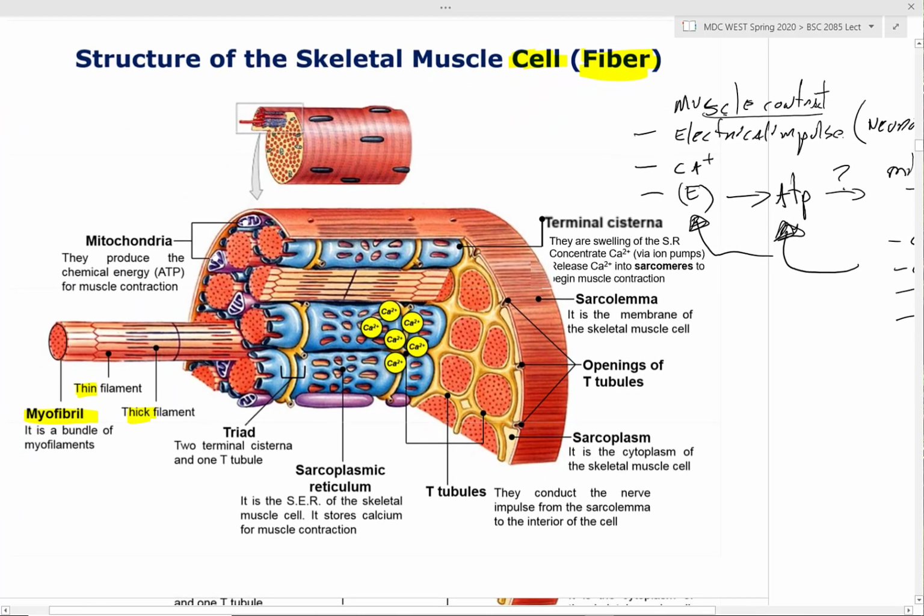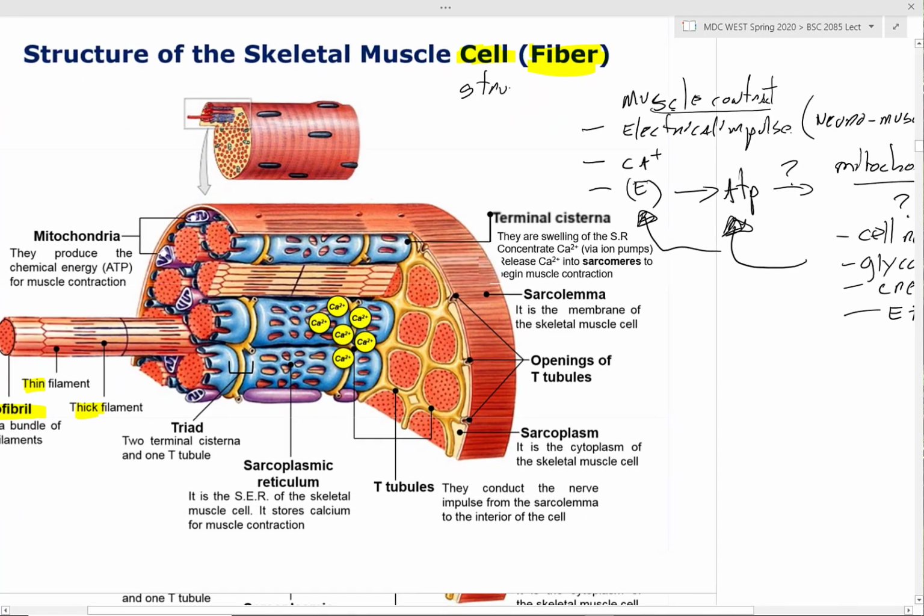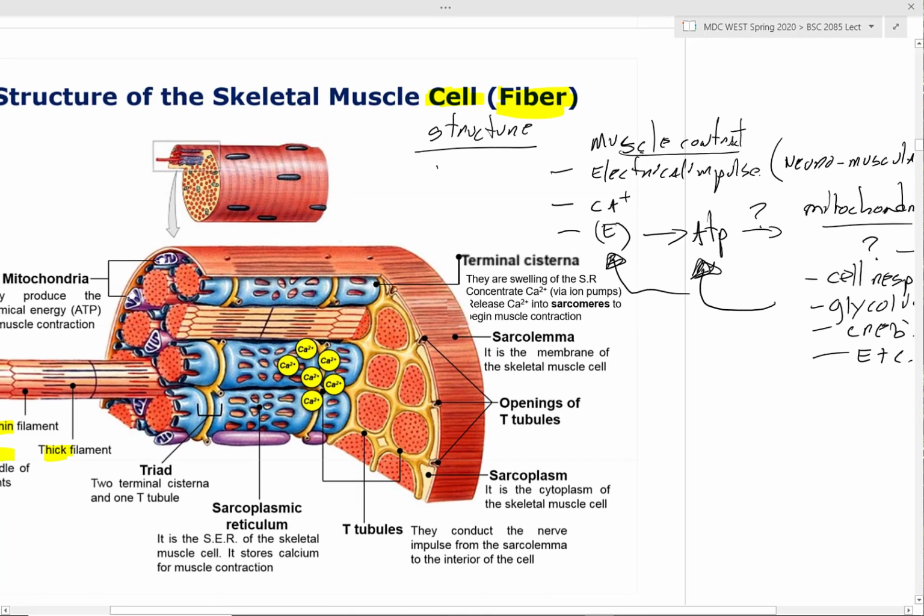So, what structure, let's put here structure, is related to the electrical impulse? Neuron, right? What structure is related to the calcium? Right here. Sarcoplasmic reticulum, SR. Do you remember that we talked about rough endoplasmic reticulum and smooth endoplasmic reticulum? Well, this is a derivative of that reticulum, either rough or smooth, but this one is known as sarcoplasmic reticulum.